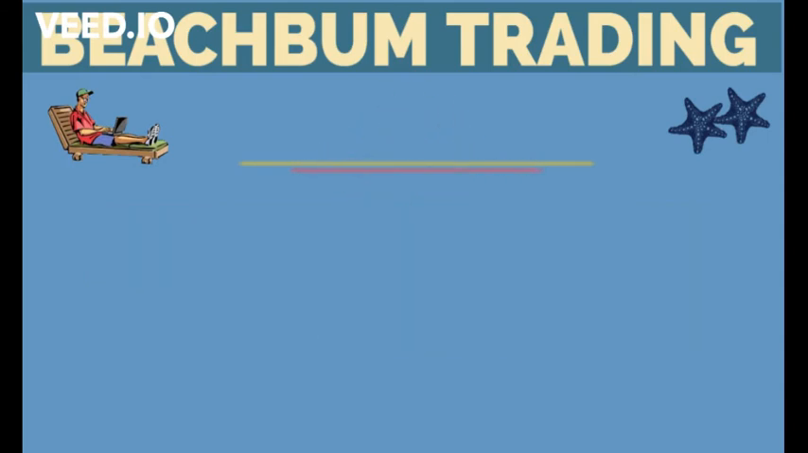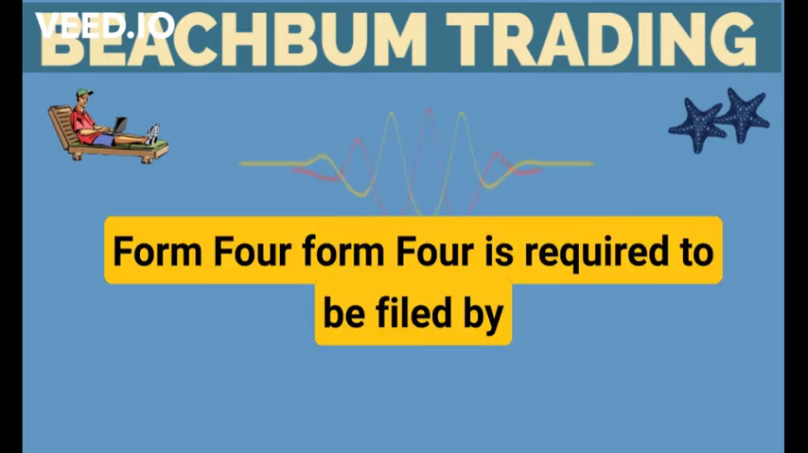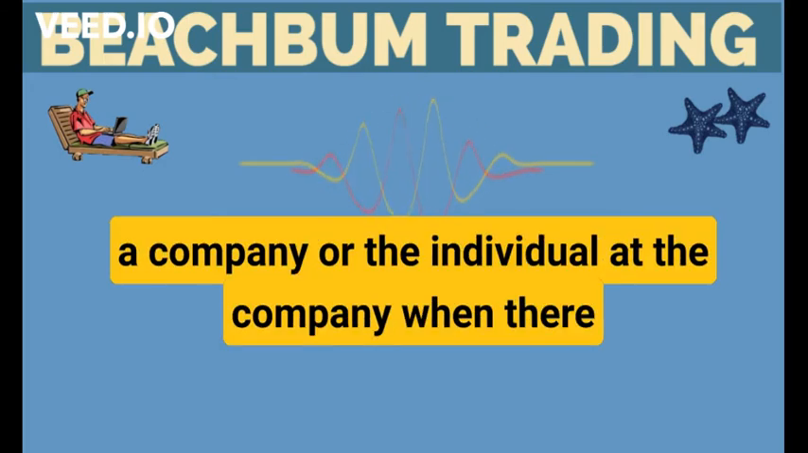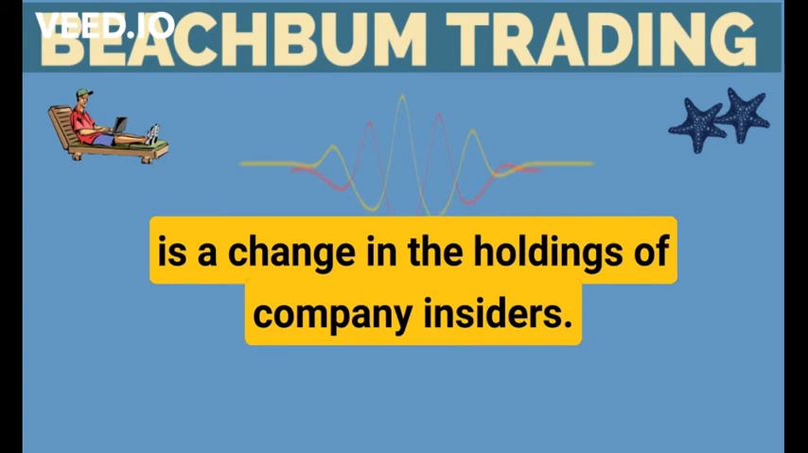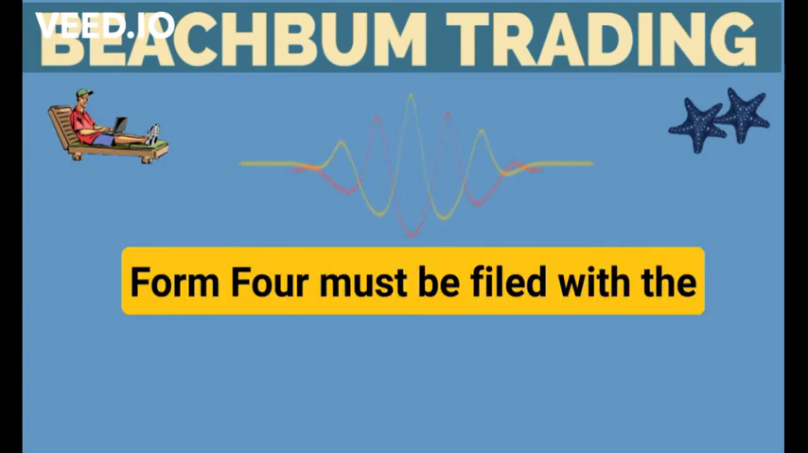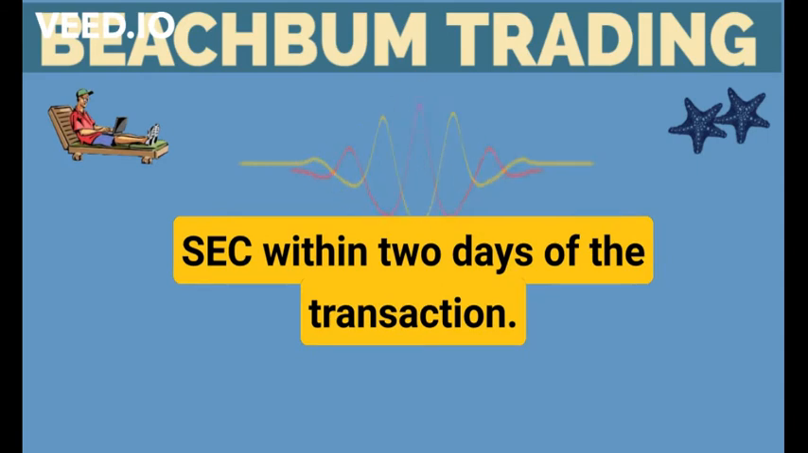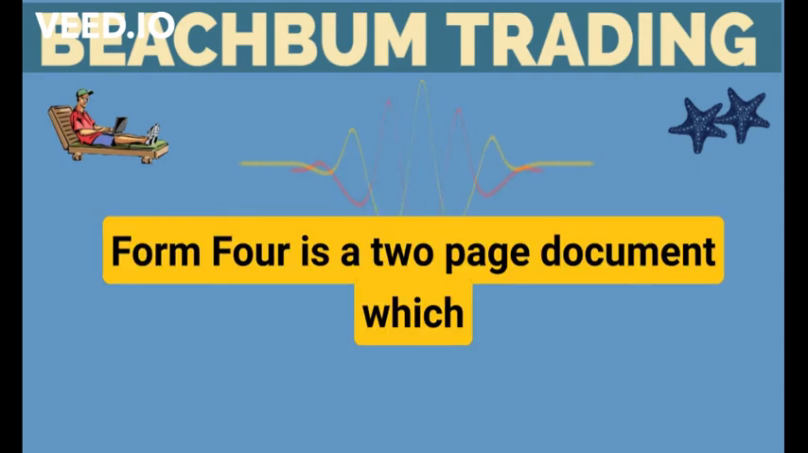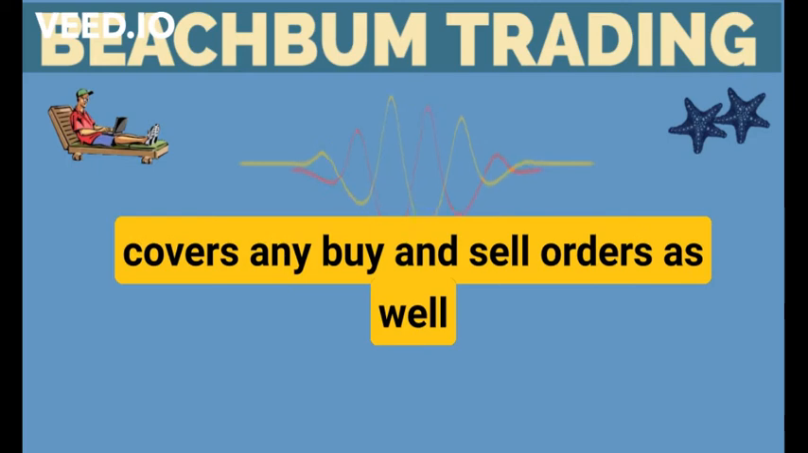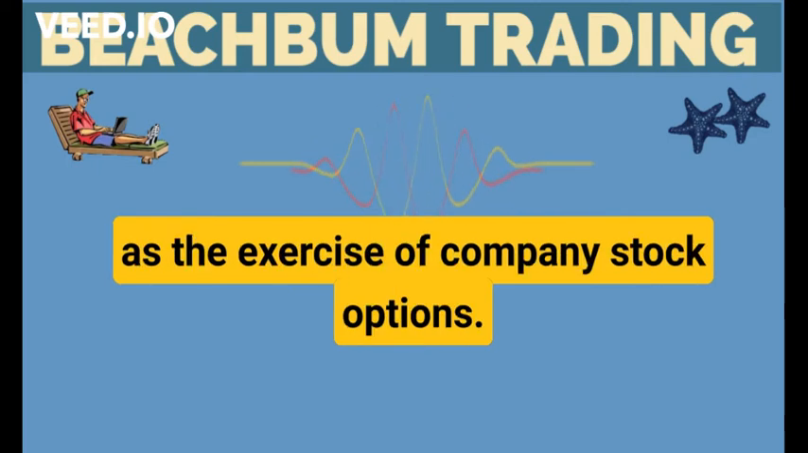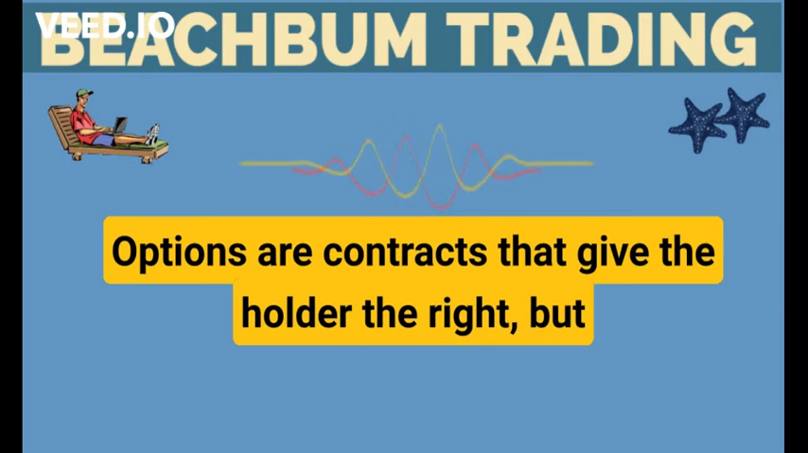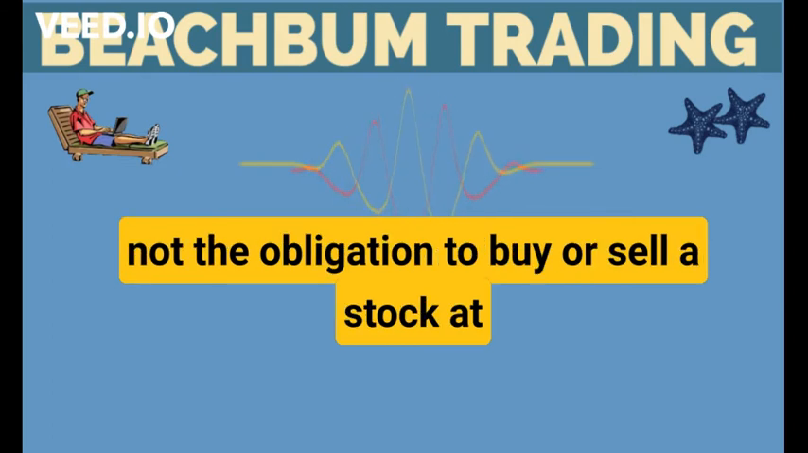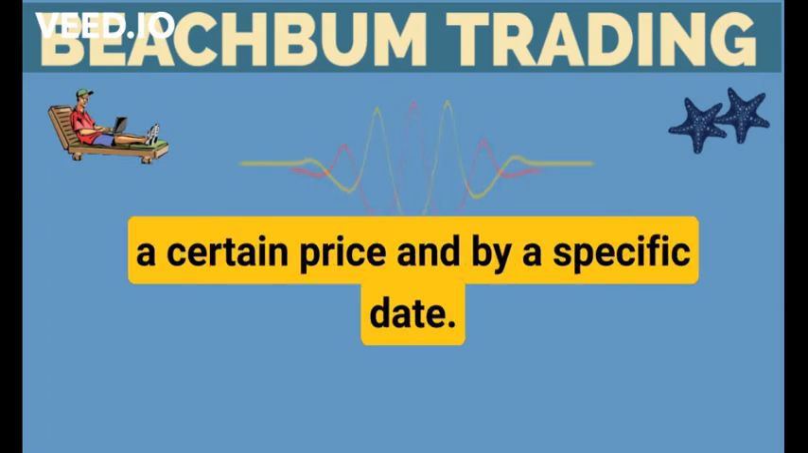Form 4. Form 4 is required to be filed by a company or the individual at the company when there is a change in the holdings of company insiders. Form 4 must be filed with the SEC within 2 days of the transaction. Form 4 is a 2-page document, which covers any buy and sell orders, as well as the exercise of company stock options. Options are contracts that give the holder the right, but not the obligation, to buy or sell a stock at a certain price, and by a specific date.